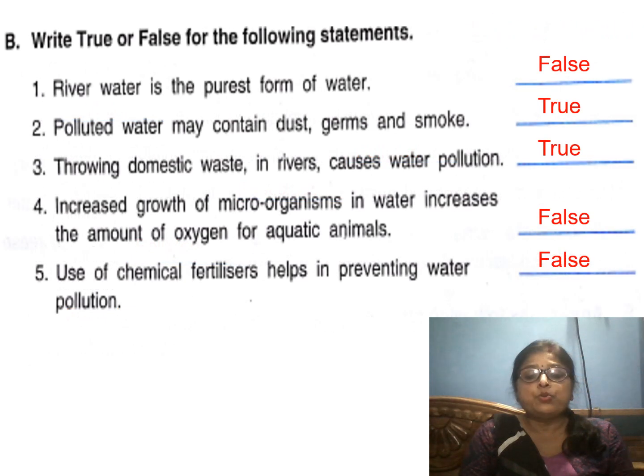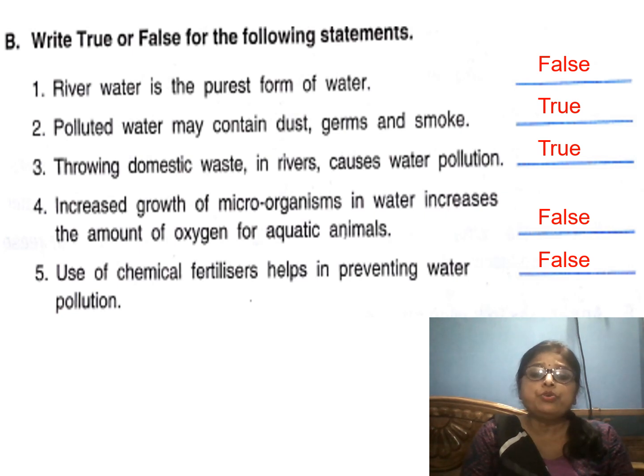Next is true and false. Which one is true? Write true. And which one is false? Write false. River water is the purest form of water. No, this is the wrong statement, so it is false. Polluted water may contain dust, germs and smoke. Yes, this is the true statement. Throwing domestic waste in rivers can cause water pollution. Yes, domestic wastage is polluting the water. This is a factor of pollution.